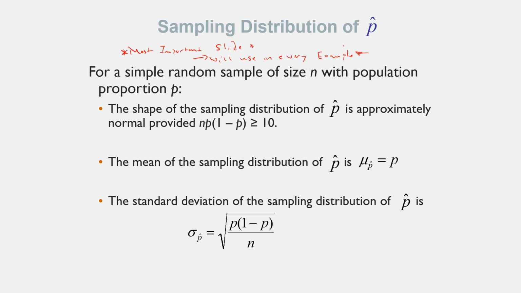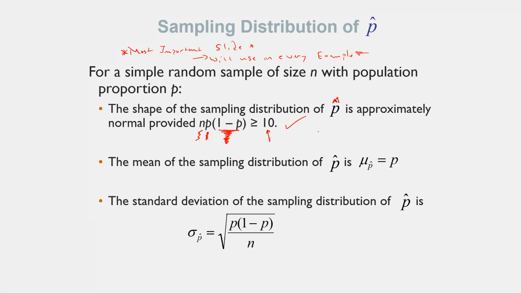All right, there is a number check to guarantee that the shape of the sampling distribution of p hat will be normal. I'll do an example where I walk through this. The shape of the sampling distribution of p hat is approximately normal as long as this number check works out. You take the sample size, multiply it by whatever the population proportion is, and multiply that by 1 minus the population proportion. As long as this is greater than or equal to 10, it's going to check out.